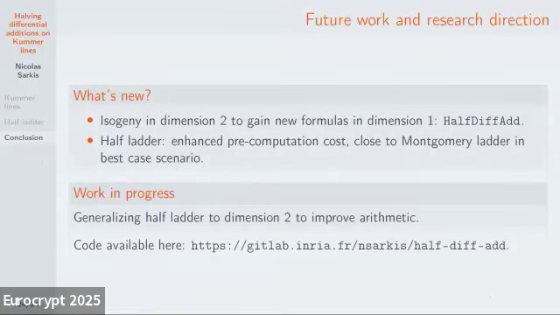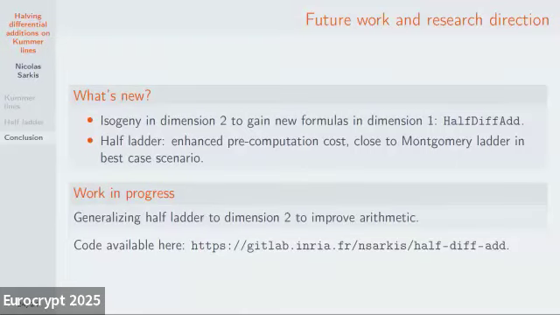And so now to conclude, the main ingredient we used was an isogeny in higher dimension to find formulas in dimension 1, which was the half differential addition. And the half ladder can enhance the precomputation cost, even if you lose a bit on the main step. And it's still close to the Montgomery ladder in its base case scenario.